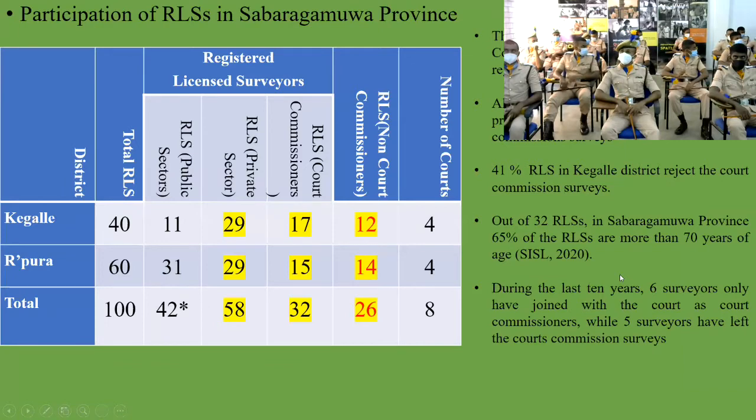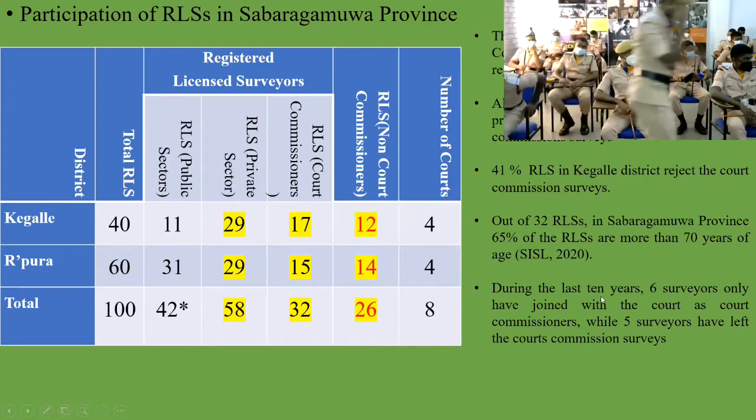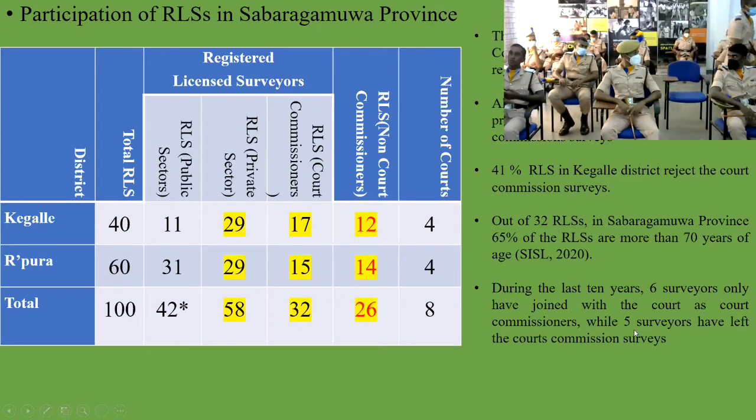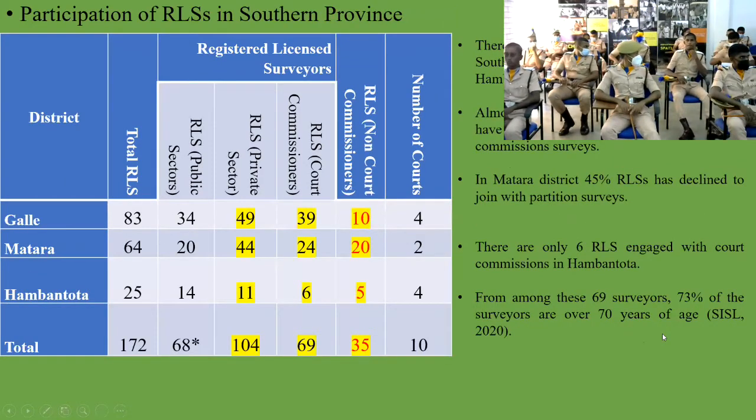When we consider the participation of registered licensed surveyors, there are only 32 registered licensed surveyors as court commissioners in Sabaragamuwa province for 8 courts. Almost 45% of them decided not to be involved with court commission surveys for various reasons. 41% of them in Kegalle district rejected court commission surveys. Out of those 32 registered licensed surveyors in Sabaragamuwa province, 60% are more than 70 years of age. During the last 10 years, 6 surveyors have joined the court cases while 5 surveyors have left. Due to this reason, we have to consider some other province here in Sri Lanka. We selected the southern province.